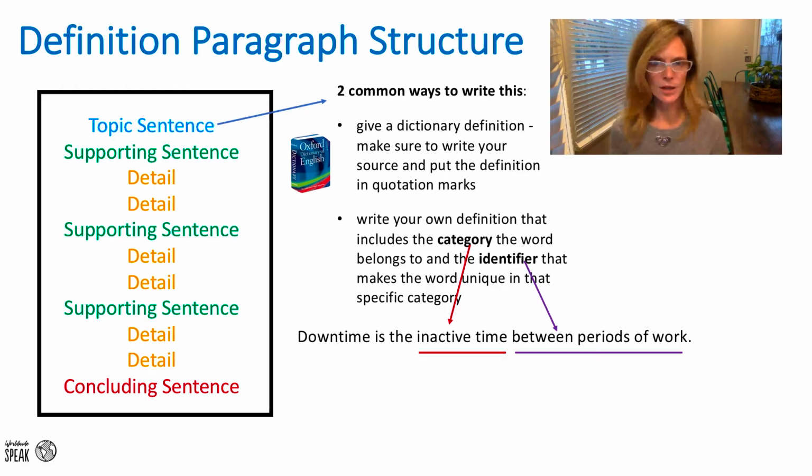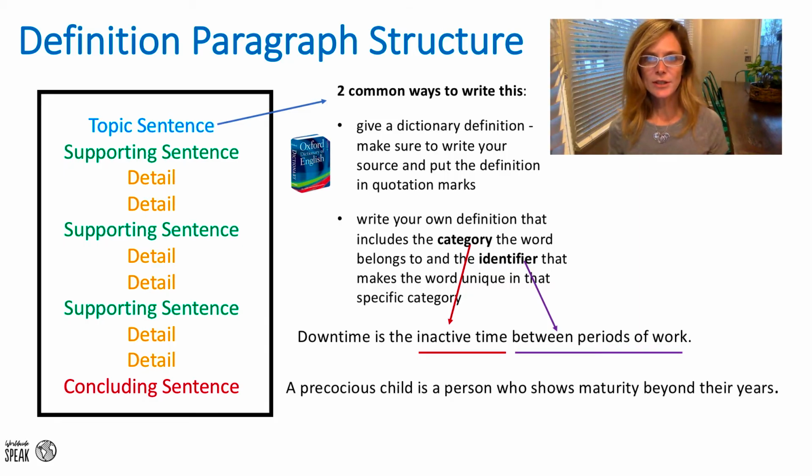Let's take a look at another one just to make sure we understand. So let's say you have this sentence. A precocious child is a person who shows maturity beyond their years. Well, we're going to define precocious child. What category does precocious child fit into? Well, it's a person, right? That's the category. And then what makes this category unique? What's so special about this?